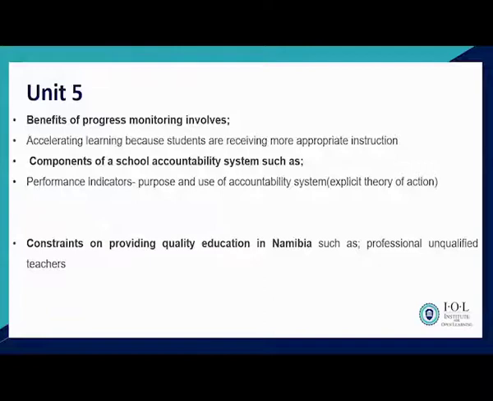Then we look at the constraints on providing quality education in Namibia. Constraints, these are problems. Things such as professional and qualified teachers, maybe budgetary constraints and all those things. They are all constraints of providing quality education in Namibia. So even the issue of drug usage among learners, all those are things that are inhibiting the provision of quality education in Namibia.